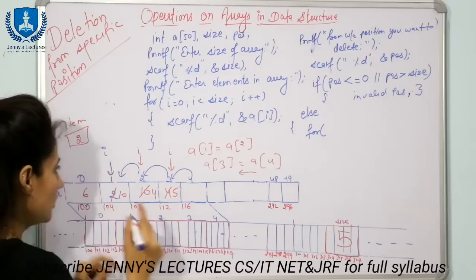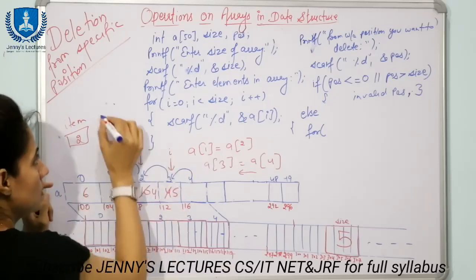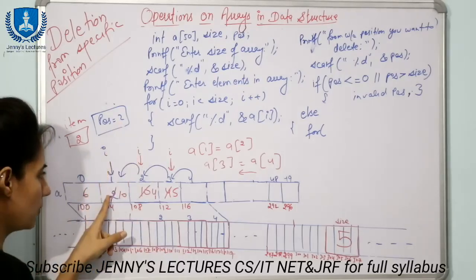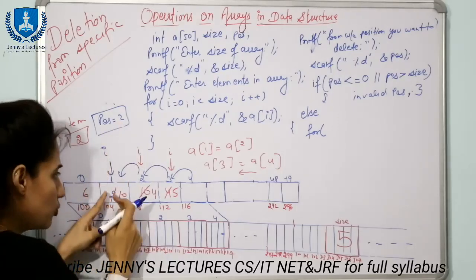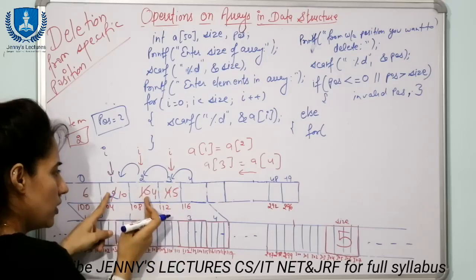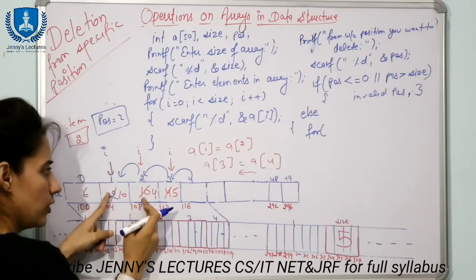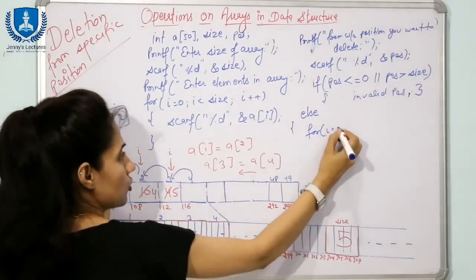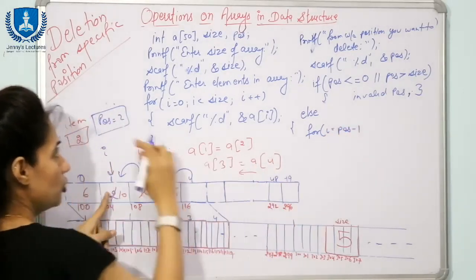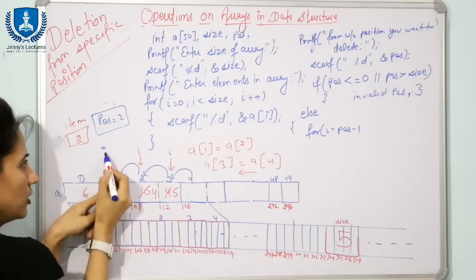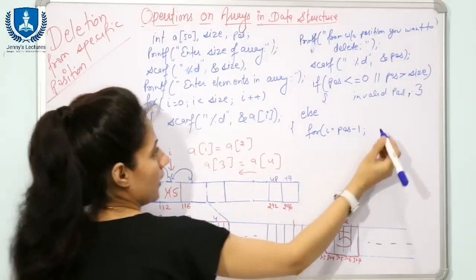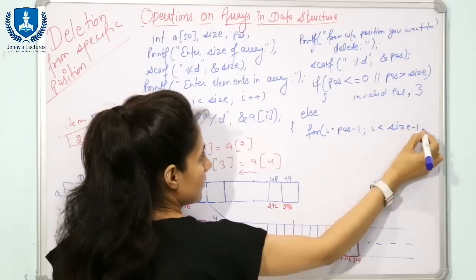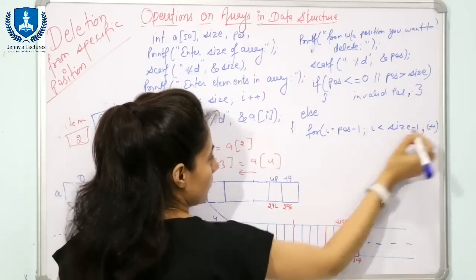See, suppose position is 2, user has entered a value 2, from this position you want to delete. So from this position only you are going to shift this to this, then this value to this, you are going to shift something like this. So we are going to start a loop from I is equal to position -1. Position is 2, so loop would be started from 1, I is equal to 1 now, and I should be less than size -1, I plus plus.